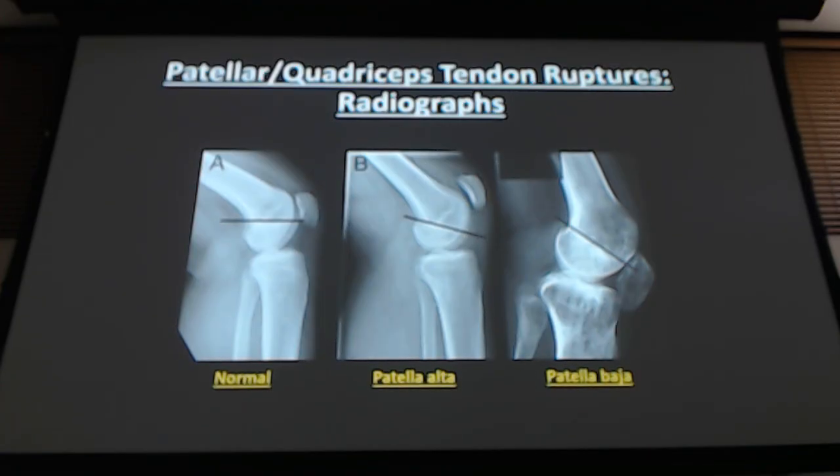Insall-Salvati, that's the name of that index that we're checking. I will not test you on that. That's why I removed all that from this slide. But I'm just letting you know, when you call me and say, I got x-rays, and I'm like, yeah, you got terrible x-rays. You get a true lateral. That's why. Because I can't make the diagnosis myself until you get the right x-ray.